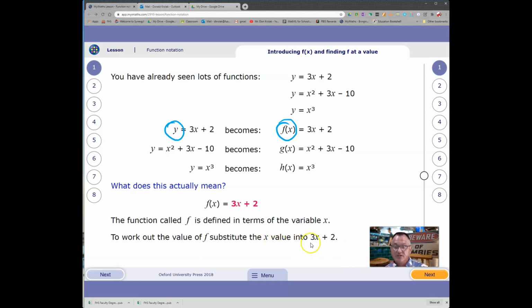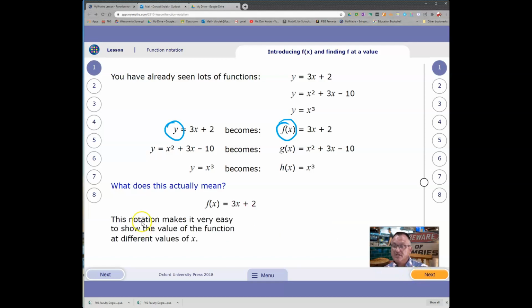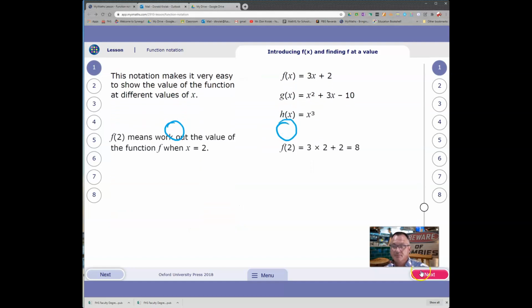All right, so if our equation is 3x plus 2, okay, the notation makes it very easy to show the value of a function at different values of x. So by taking out the letter x and putting in a different number, we can get values of that function at various x values. So if x is equal to 2, all I do is just substitute 2 in, and I do the math. Okay, so the thing that you got to remember is this is the value of the function.